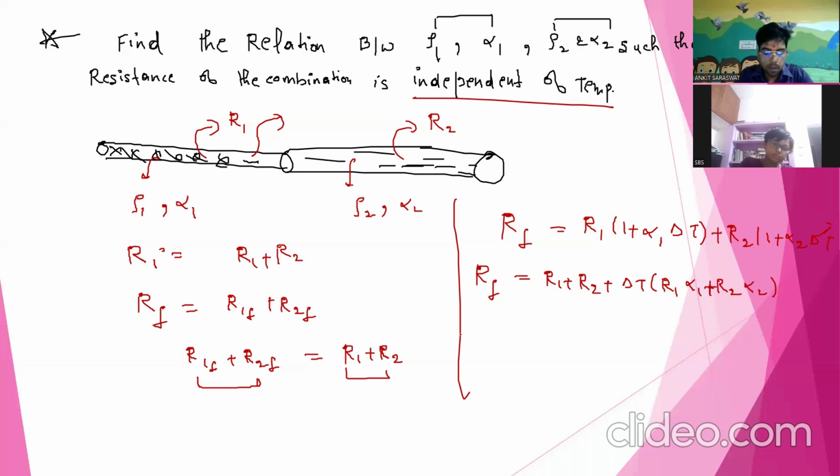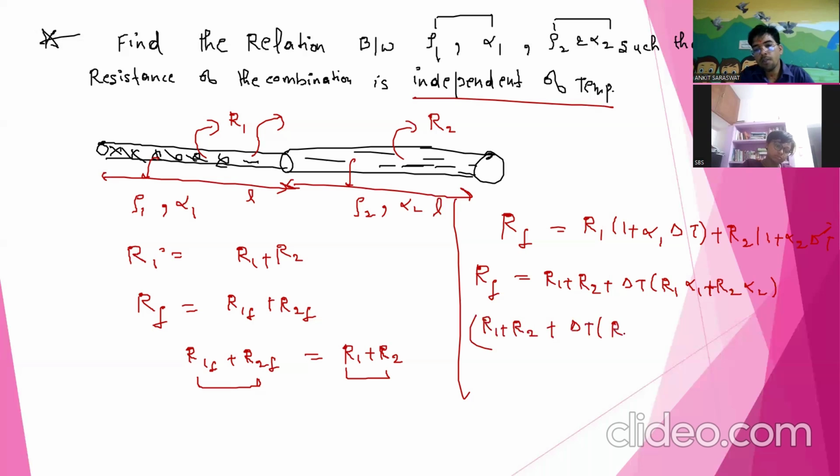Clear? Yes, sir. The length of the wire is also equal. So initial is equal to final. Initial will be R1 plus R2, and final will be R1 plus R2 plus delta T times (R1 alpha 1 plus R2 alpha 2). Initial is R1 plus R2, so they cancel out.